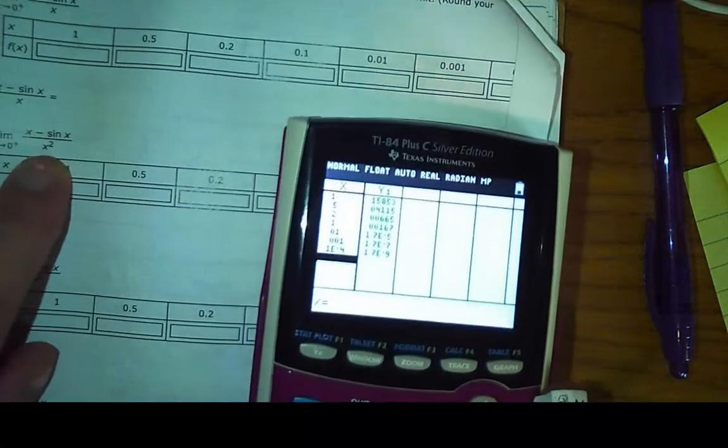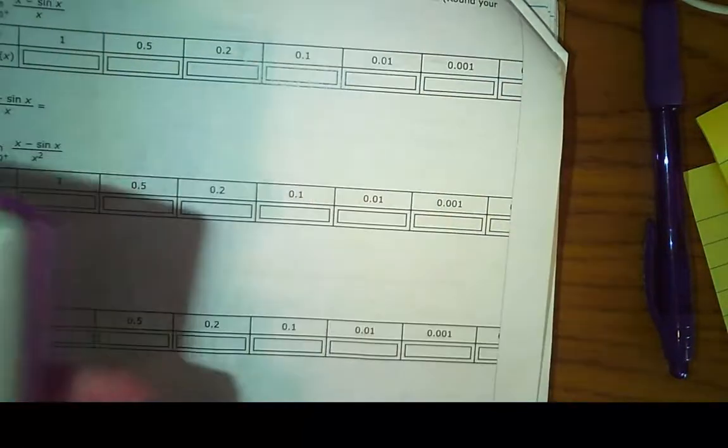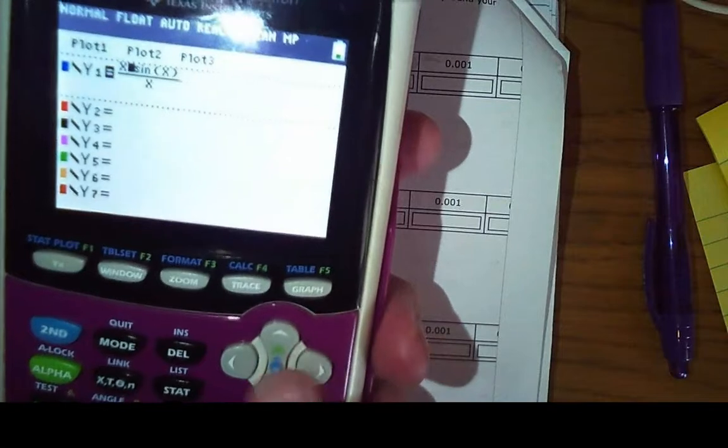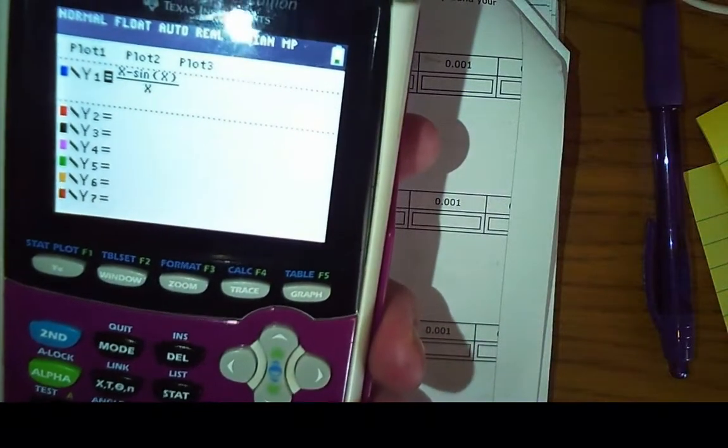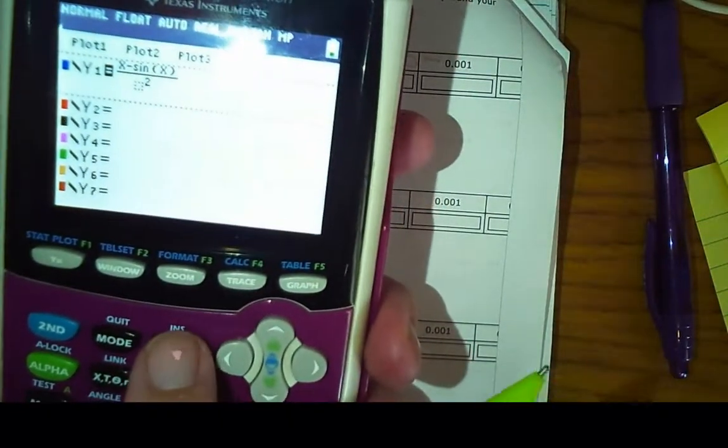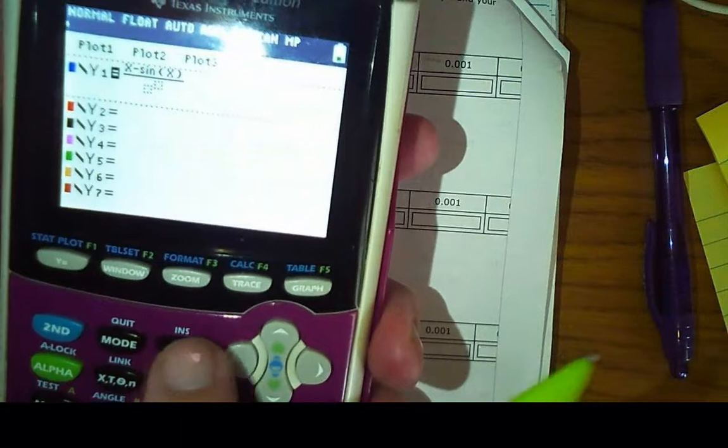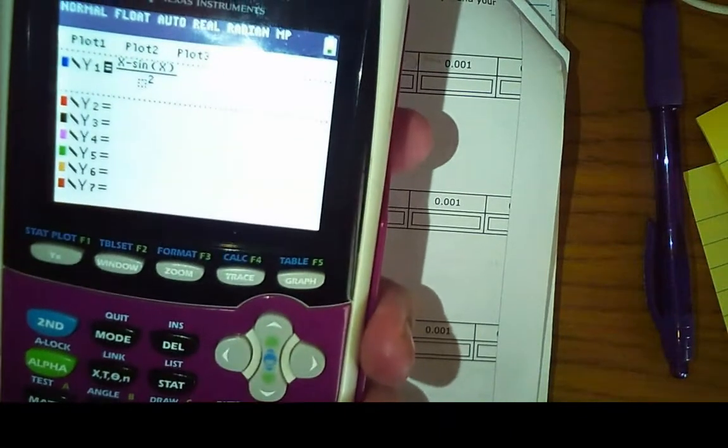Now, when you do this one, you simply go back to your y equals and re-edit. So this is now going to be x squared. Oops, that was bad. I need to learn how to work this thing. All right, so that's a 2, and that's an x.